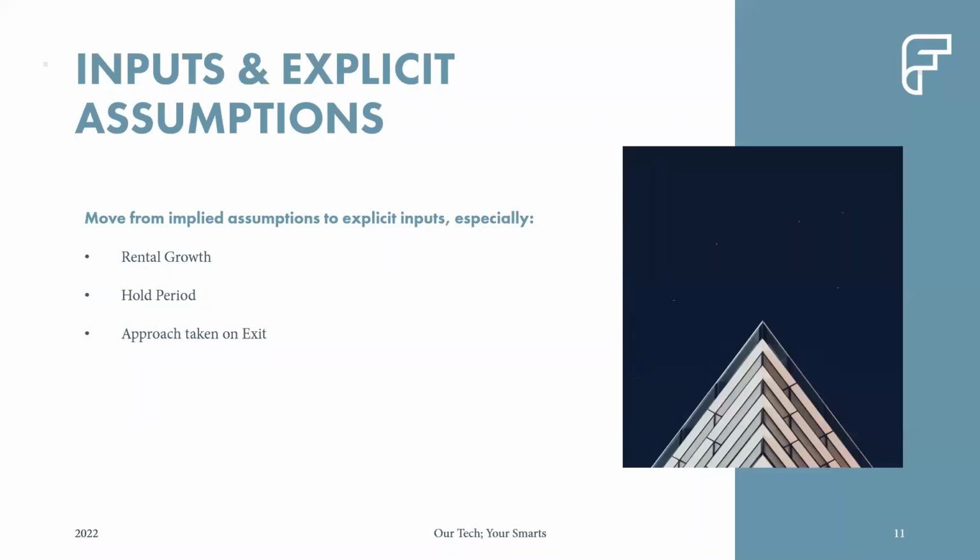So just while we're talking about this explicit nature of the inputs that we're making and the assumptions, it'd be quite good to understand a little bit more about that. What are some of the examples that you would see as being quite important to take into account quite explicitly in a DCF?